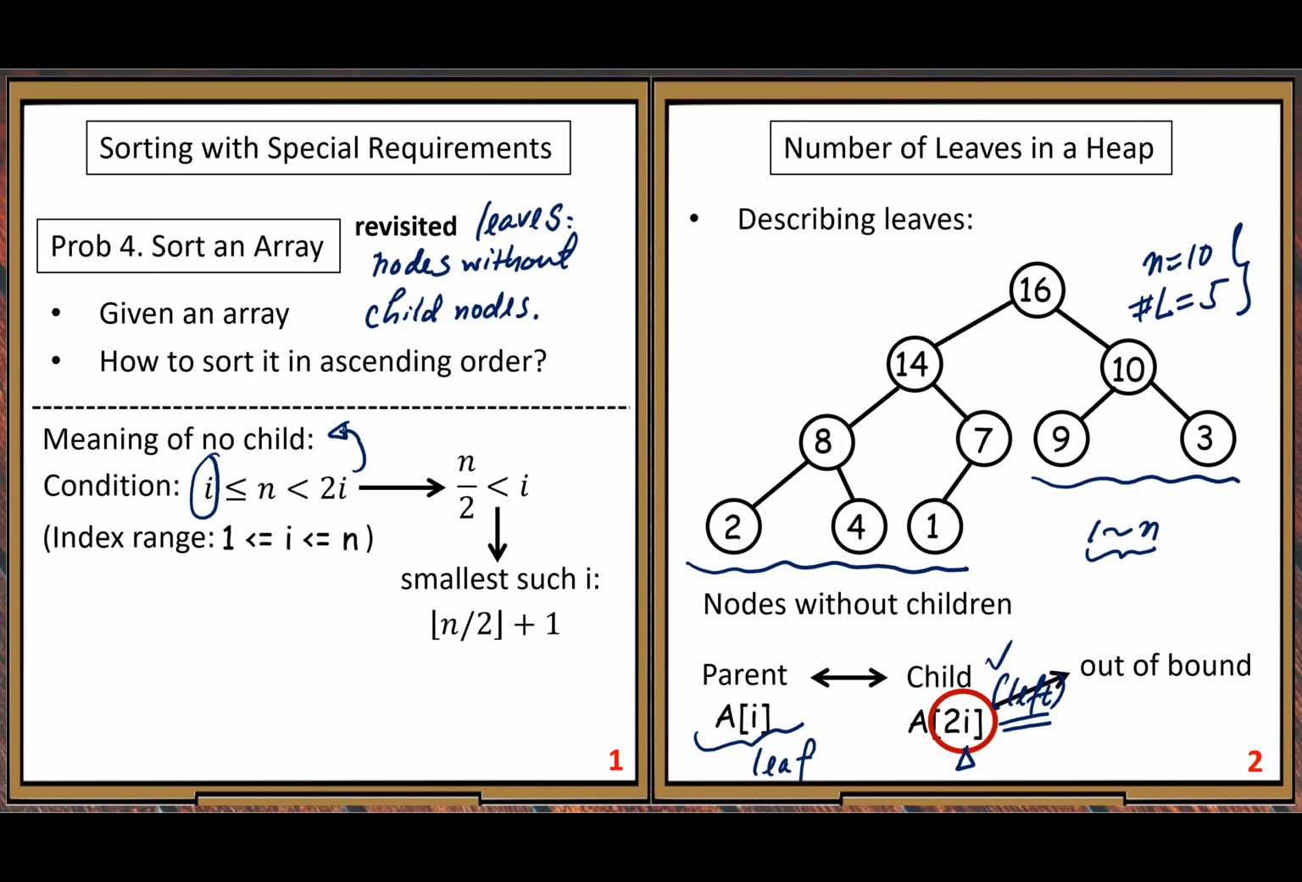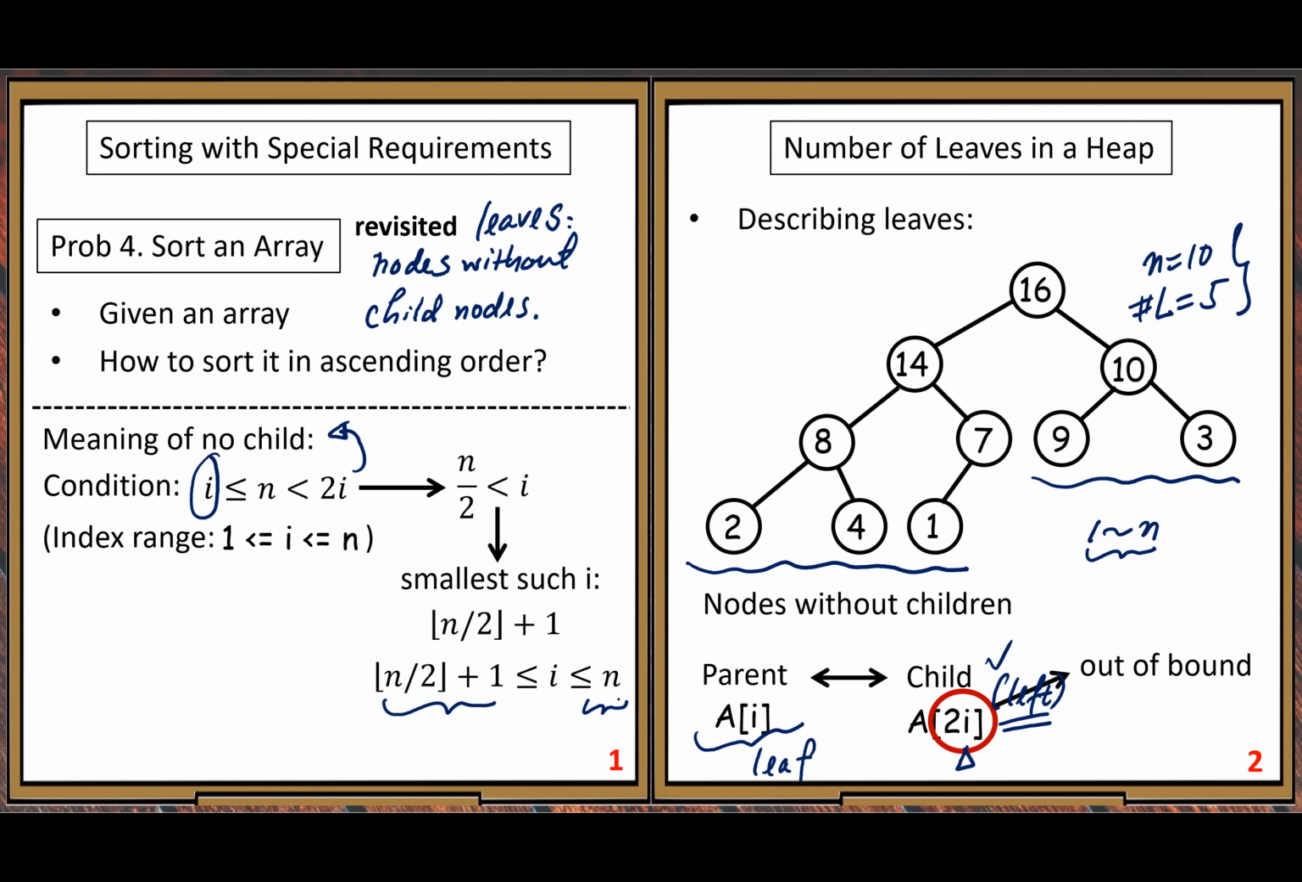So now we are ready to write the range for the leaf nodes. This is the range. We give the lower bound and the upper bound. This is the lower bound, and the upper bound is n. The upper bound is simple, right? The largest position number n. The lower bound, we just found it.